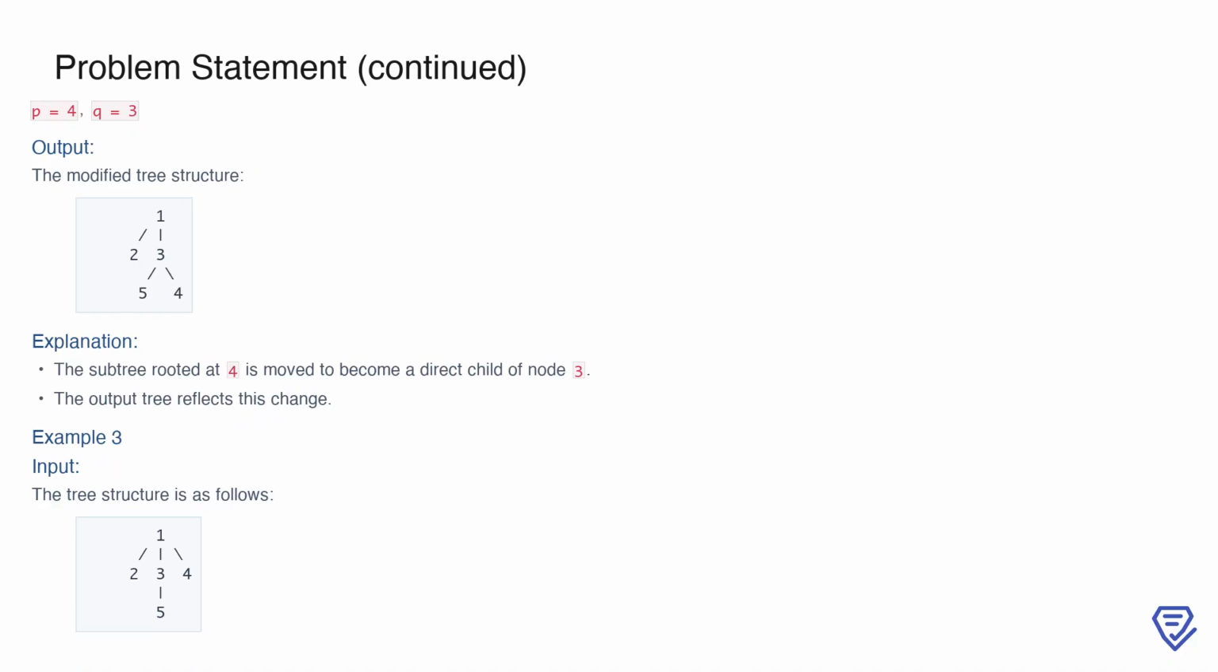In the second example, the input tree is the same as before, but here p is 4 and q is 3. This means we want to move the subtree rooted at node 4 to become a direct child of node 3. After performing this operation, the modified tree shows node 4 as a child of node 3, alongside node 5. The rest of the tree structure remains unchanged, and the operation is valid, as 4 is not a descendant of 3, satisfying the problem's constraints.